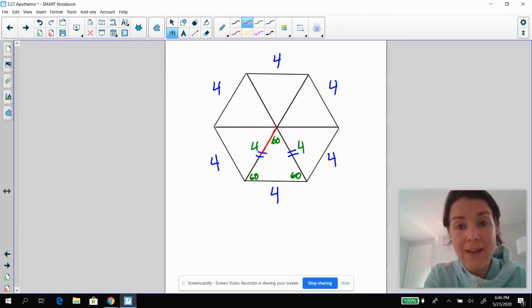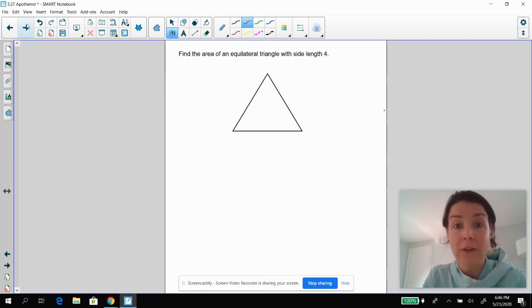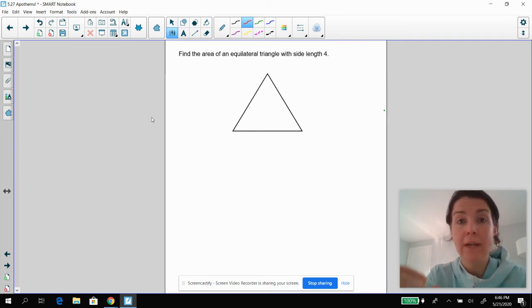So I now know that all my side lengths are going to be 4. So if we are looking at this triangle now, if we can figure out the area of this triangle, I know that all 6 of these triangles are the same. So let's do that first. So we're going to find the area of an equilateral triangle with side length of 4. So here's our equilateral triangle. I know that all of these guys are 4 in length.